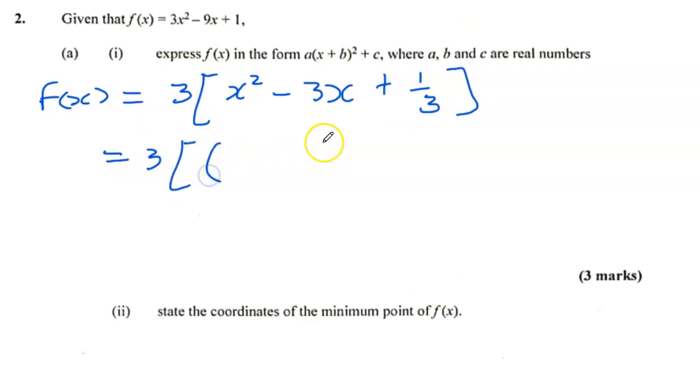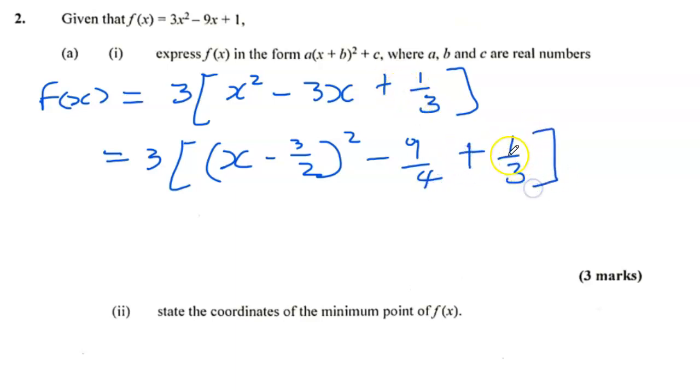So to form my square, in my bracket x minus half of the b term, so that's 3 over 2, minus the square of said term here, that's 9 over 4, plus the constant outside, that's 1/3. And then now I can redistribute the 3. So this is 3 times the square bracket, so x minus 3 over 2 squared.